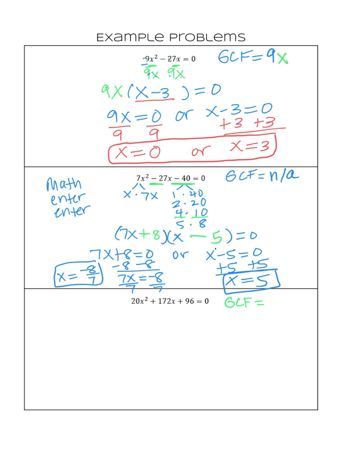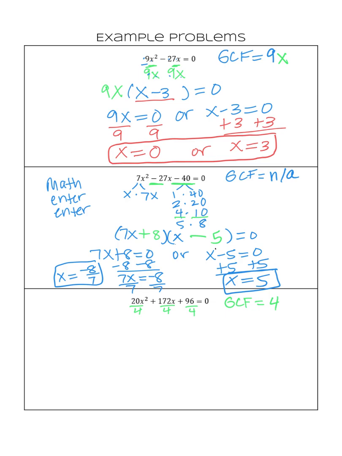So let's see, 4 goes into 20. Does 4 go into 172? I take my calculator and I do 172 divided by 4, and that equals 43. Okay, so that means 4 goes into 172 as well. And then I take 96 and I divide it by 4. And that also equals a whole number, equals 24. So that means 4 goes into all three terms. So my greatest common factor is 4. So I'm going to divide everything by 4.